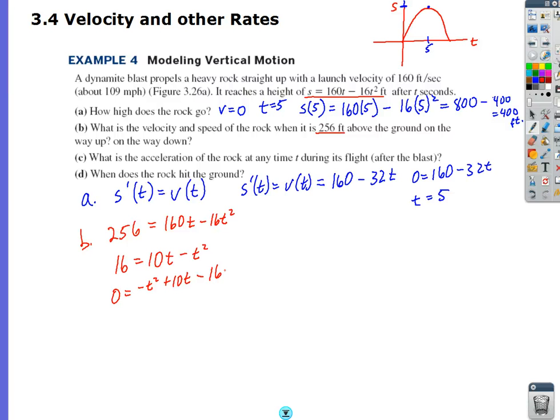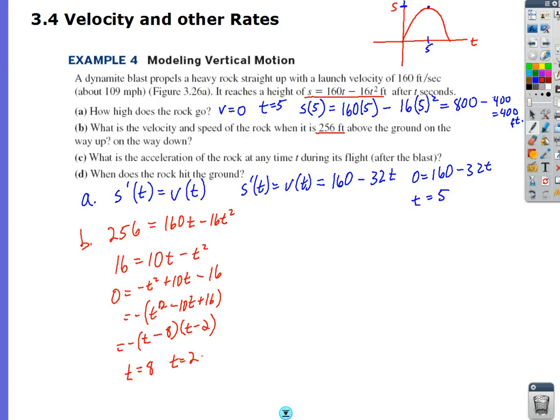Then I can factor out a negative everywhere: negative, t squared minus 10t plus 16. And now I can factor this as negative, t minus 8, t minus 2. And what does that tell me? That tells me that the rock is 256 feet above the ground at t equals 8 seconds and t equals 2 seconds. Oh geez, that's kind of handy.